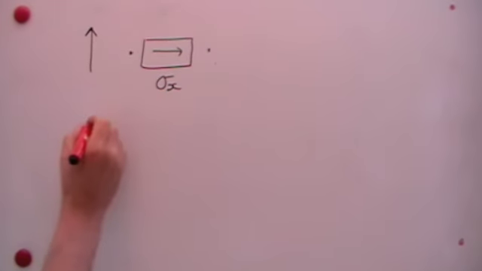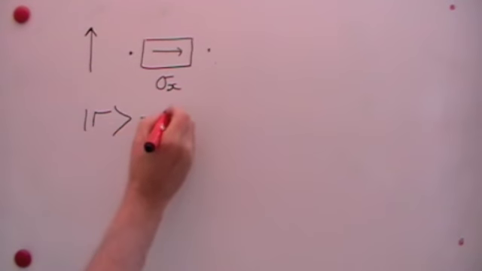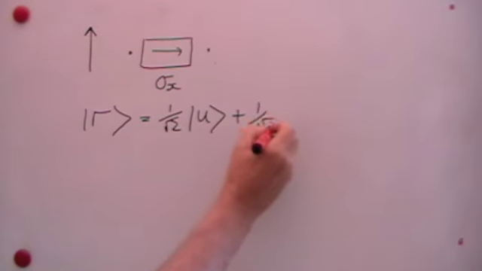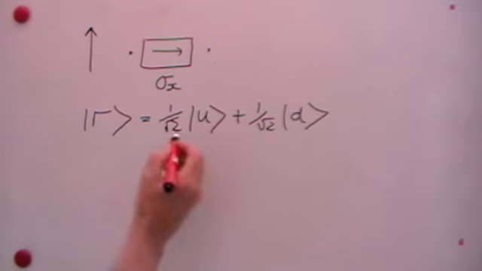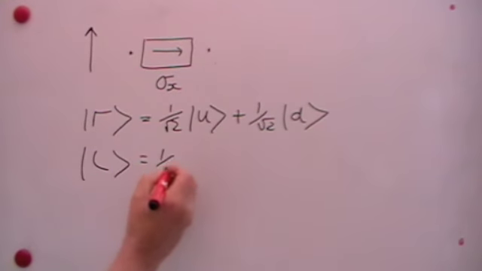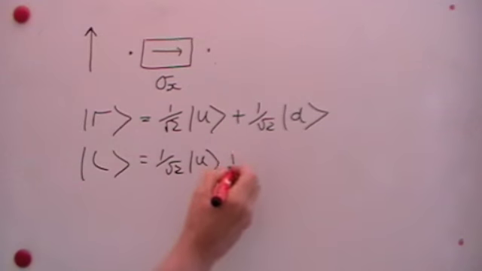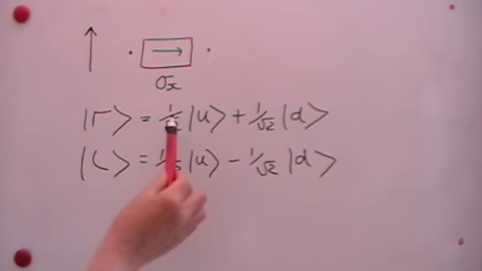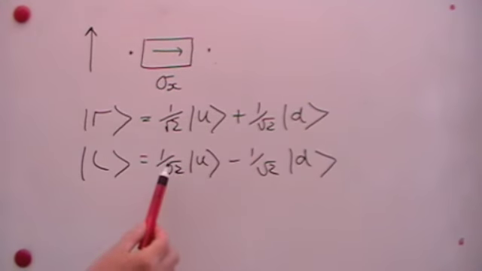As we've already said, right is 1 over root 2 up plus 1 over root 2 down, where these are the probability amplitudes, and left is 1 over root 2 up minus 1 over root 2 down. So the eigenvectors in this case will be 1 over root 2, 1 over root 2, and 1 over root 2, minus 1 over root 2.